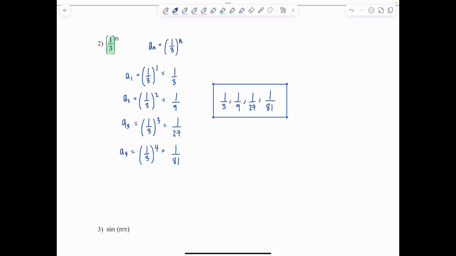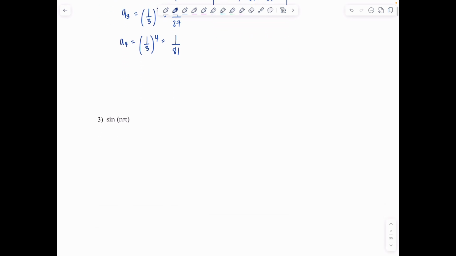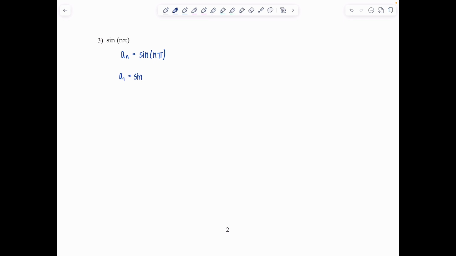Okay, we're warming up. Let's do one more. Here we have sine of n times pi. So a sub n equals sine of n times pi. All right, so a sub 1 is going to be sine of 1 pi. What's sine of pi? Imagine your unit circle. You're over there at 180, 0, right?